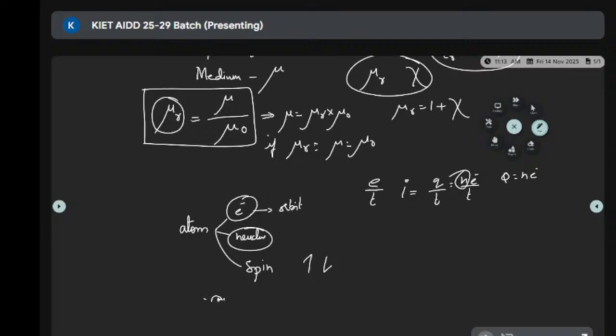So finally, the reason for magnetic moment is the orbital motion and spin motion of electrons, as well as the spin motion of the nucleus.